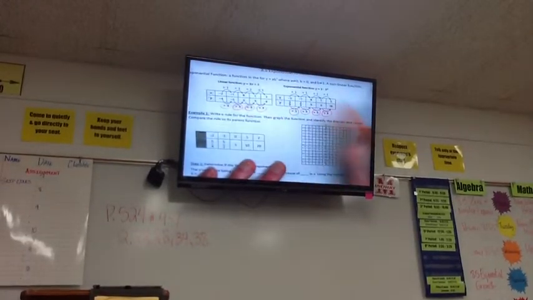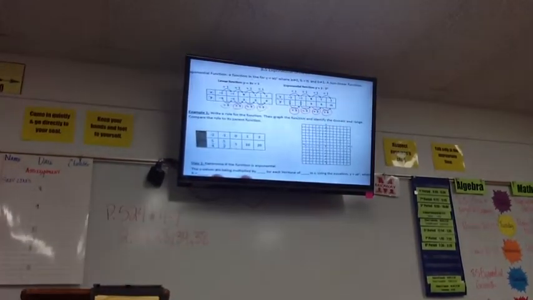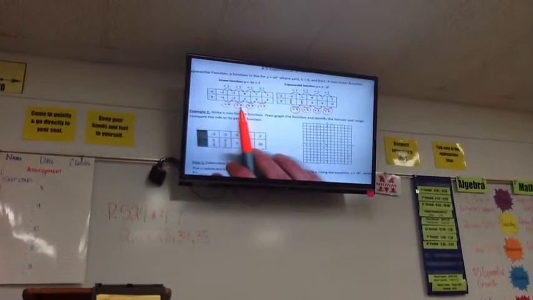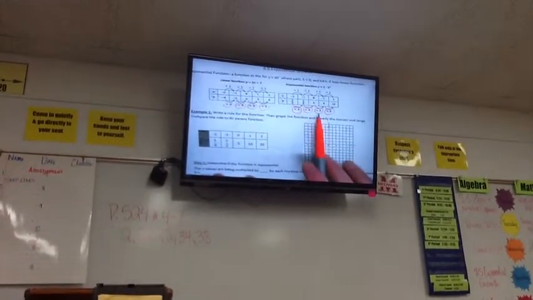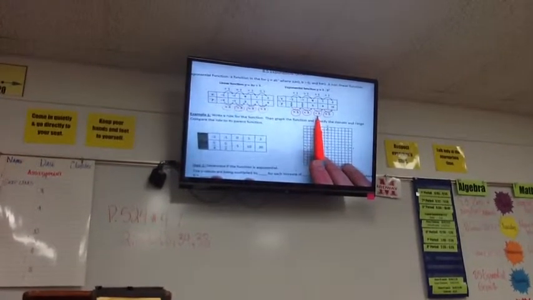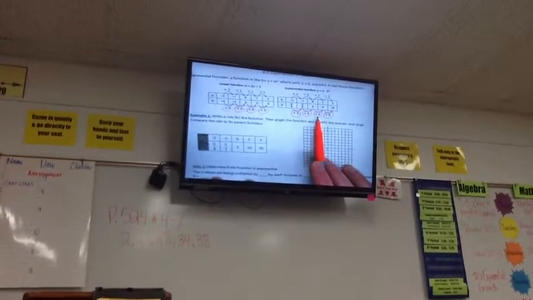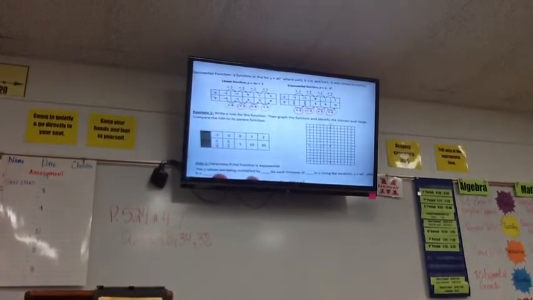Do you understand the difference? Linear, adding or subtracting the same number. Exponential, multiplying by the same number in the y value. Are we good so far? Yes. Great.